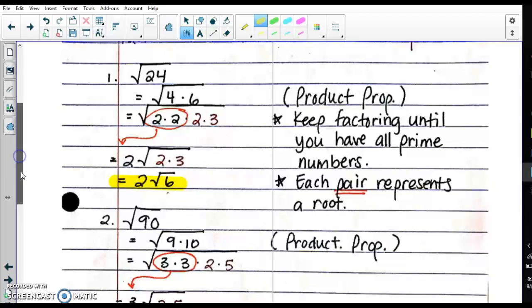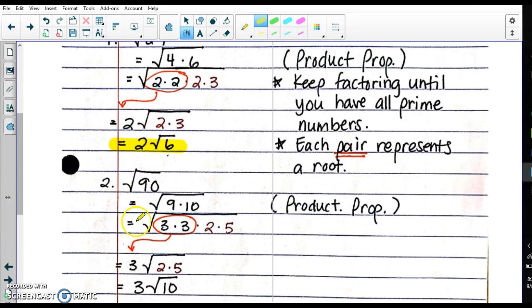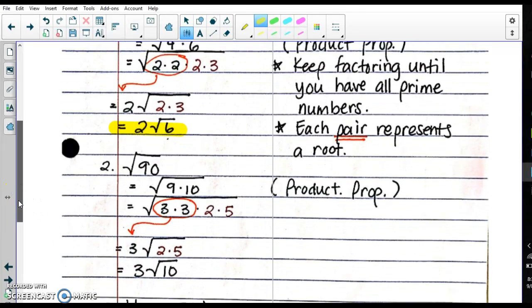Here's another example using prime factorization. We have the square root of 90. We break it down to the square root of 9 times 10. Still no primes, so we have to keep going. 9 breaks down to 3 times 3. 10 breaks down to 2 times 5. So now we have a pair of 3s. One of the 3s comes out to represent the root. 2 times 5 stays underneath and becomes 10 again. So your final answer is 3 square root of 10.